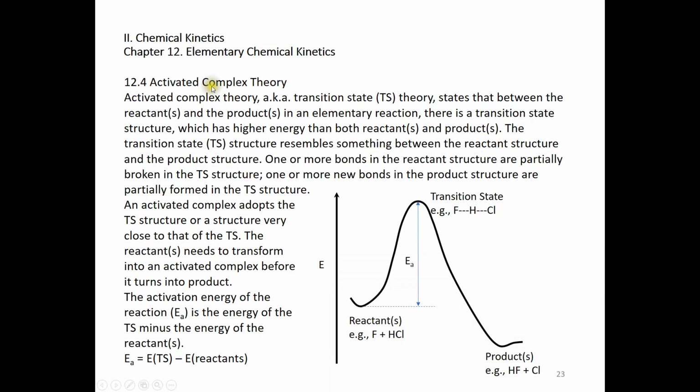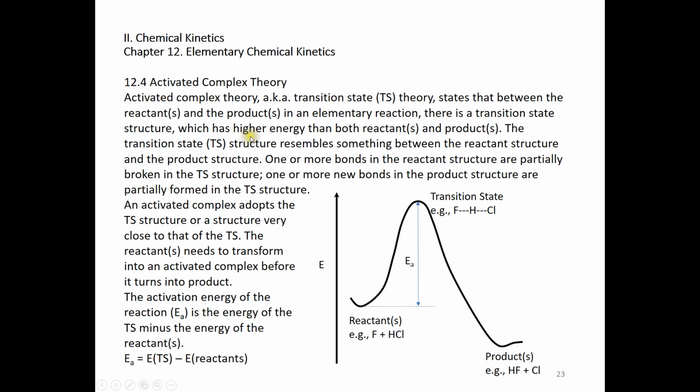Chapter 12, Elementary Chemical Kinetics, Section 12.4, Activated Complex Theory. Activated complex theory, also known as transition state theory, states that between the reactants and products in an elementary reaction, there is often a transition state structure.